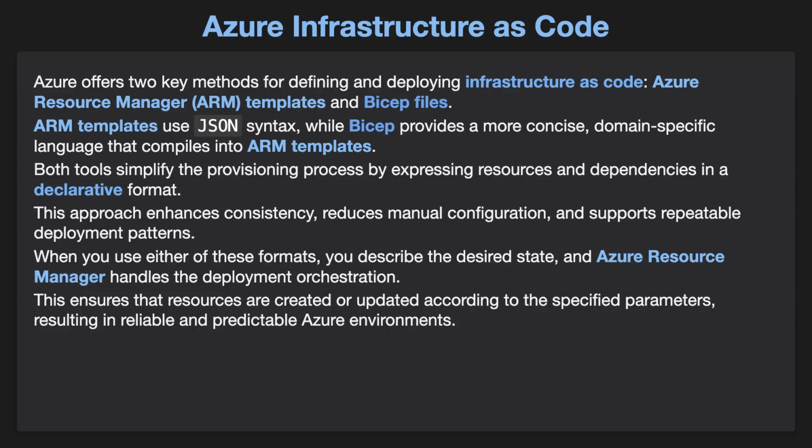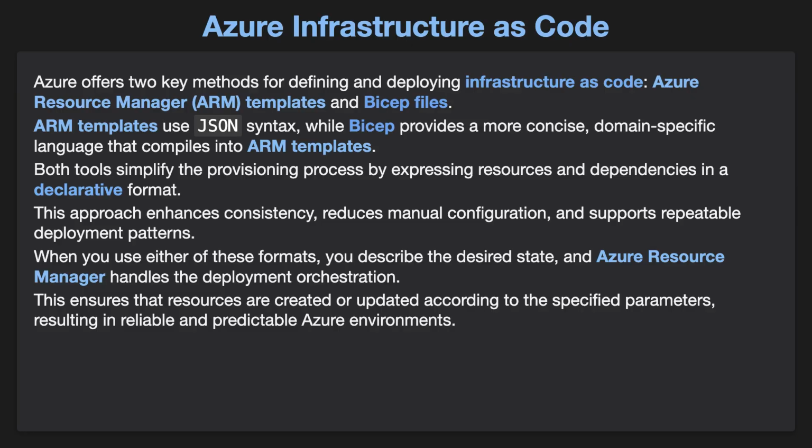Azure offers two key methods for defining and deploying infrastructure as code: Azure Resource Manager, ARM, templates, and Bicep files. ARM templates use JSON syntax, while Bicep provides a more concise, domain-specific language that compiles into ARM templates. Both tools simplify the provisioning process by expressing resources and dependencies in a declarative format.